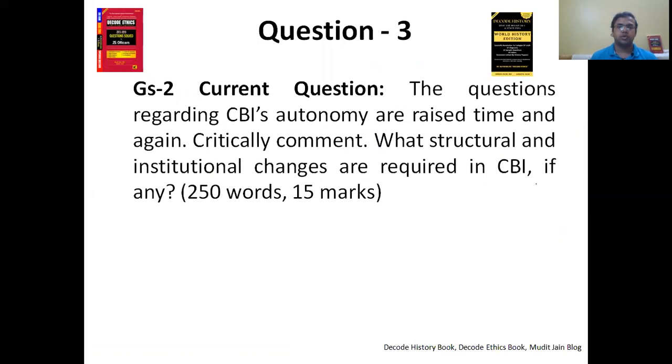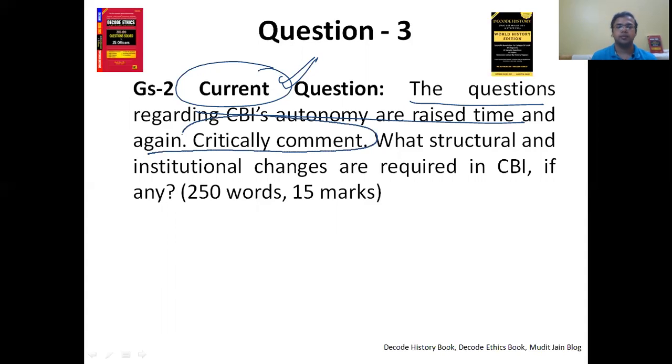Now, third question, it is a current based question. Earlier we dealt with static questions, now a current based polity question. So the question is, the questions regarding CBI autonomy are raised time and again. Critically comment. Very important. This is the first time that I am dealing with a critically comment question in this entire session series. Second part is, what structural and institutional changes are required in CBI, if any?